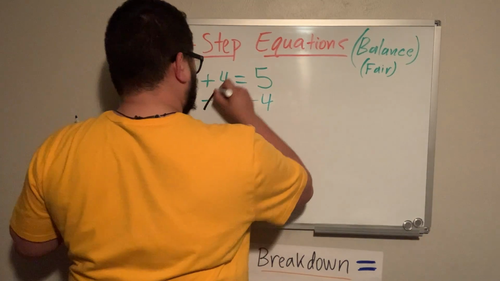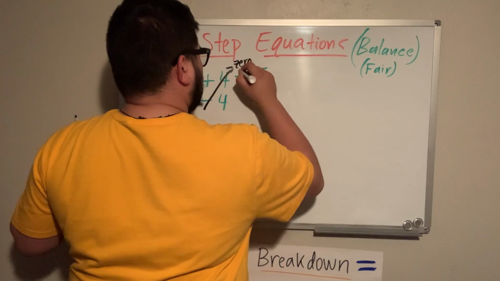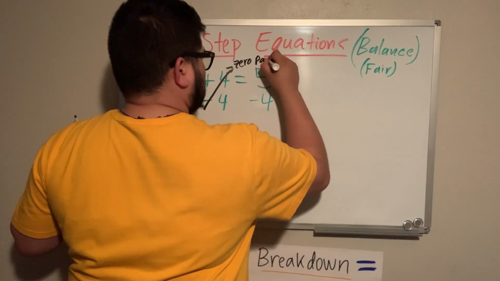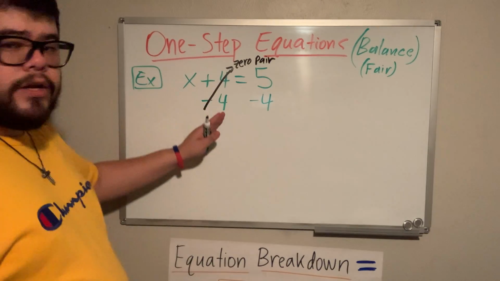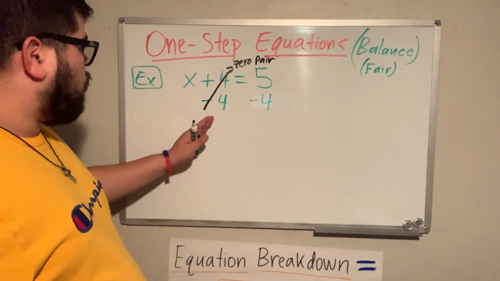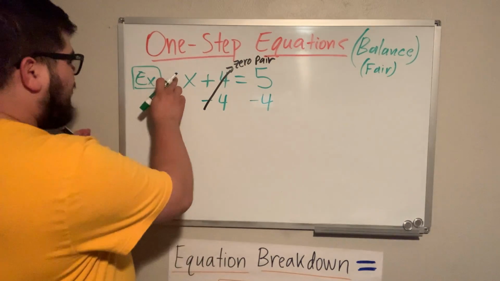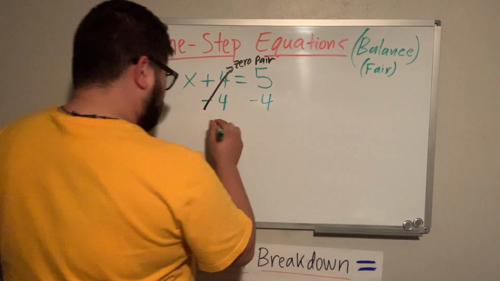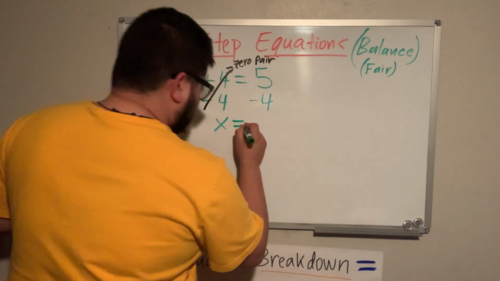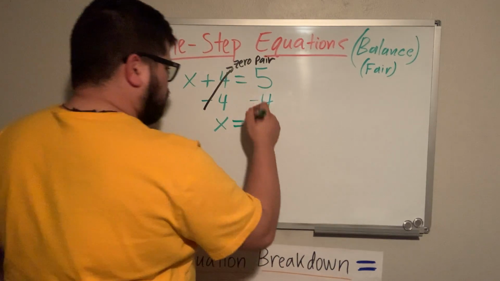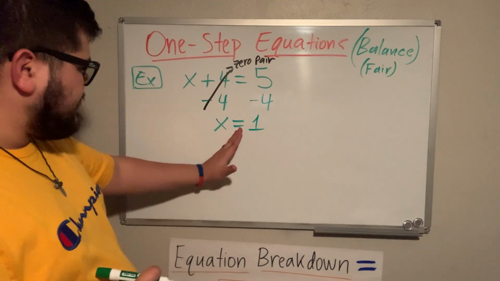And what that's called is a zero pair. Okay, that's called a zero pair. You may see that on STAAR. That's why I want to go ahead and go over it with you. 4 minus 4, you get 0, so they call that a zero pair. Okay, and then the x just comes straight down here. Equal sign also comes straight down. 5 minus 4, we get positive 1. So x is equal to 1.